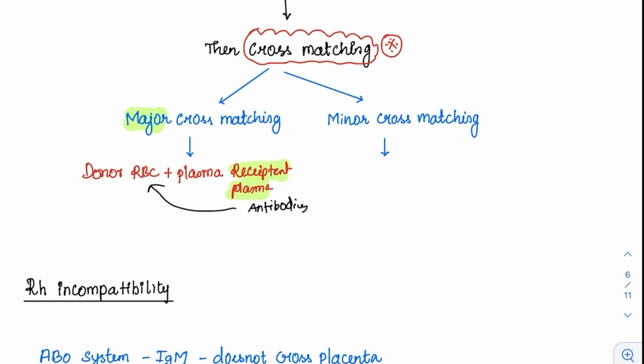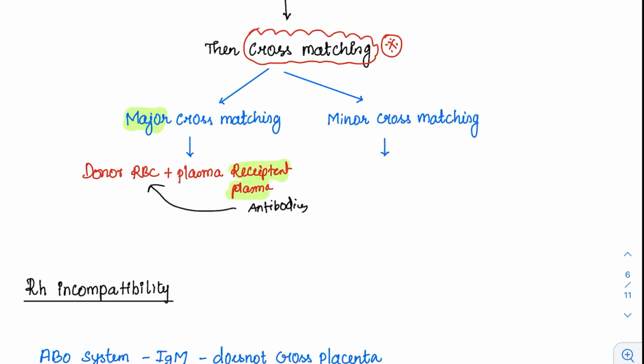That's why this is called major cross matching: the donor RBC is coming in small quantity and there is a huge amount of plasma in me which might have an antibody against it. Usually it doesn't, whenever we cross match and see. But just in case it has, it will destroy all the incoming RBCs and there will be severe allergic and cross reactions in the recipient. That's why it is called major cross matching.